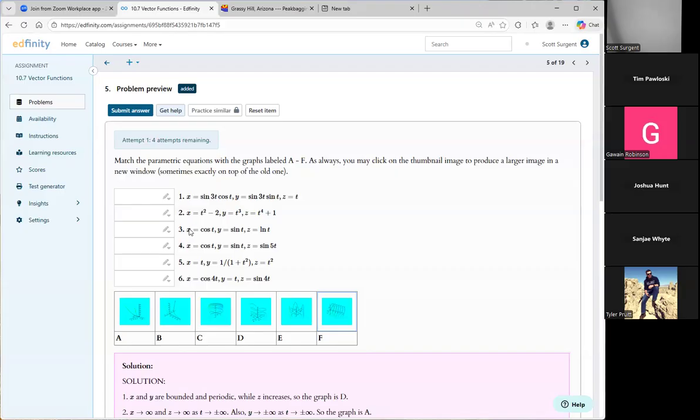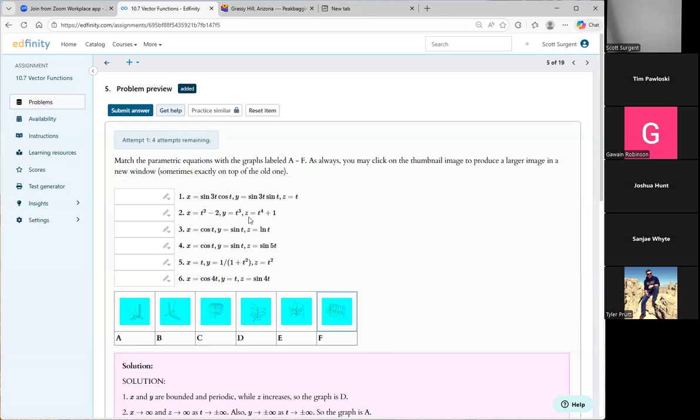With number three, for example, X and Y are making circles. Z is ln t. As t increases, ln t increases, but not so fast. It has to be C, because the little circles are going to start piling on each other. For number six, X and Z together make circles. I'll bet you six is F.